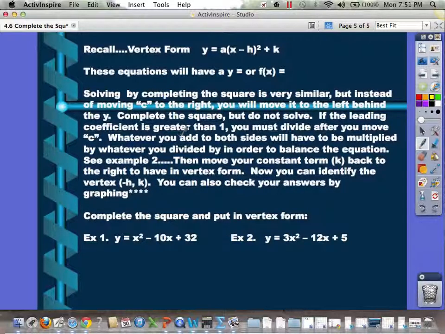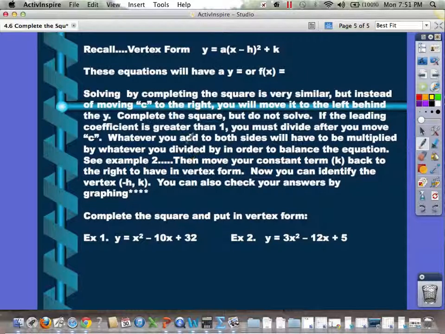So we're going to move the constant to the left and complete the square on the right. And if you have a leading coefficient greater than 1, you have to divide everything. But the one difference is if you have to do any dividing, whatever you add to both sides you would then have to multiply by whatever you had to divide by. I know it sounds really complicated. It's easier when you see what we do with it. Just know that it's a little bit different in that way because you have to multiply it to the left-hand side, to the number you moved.